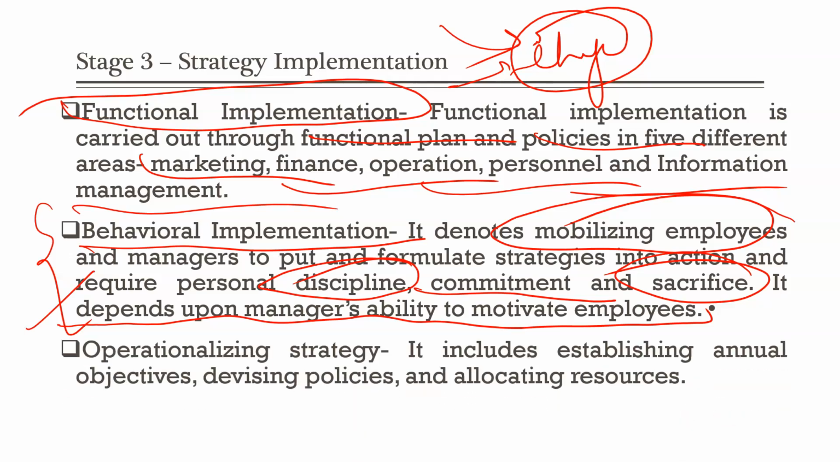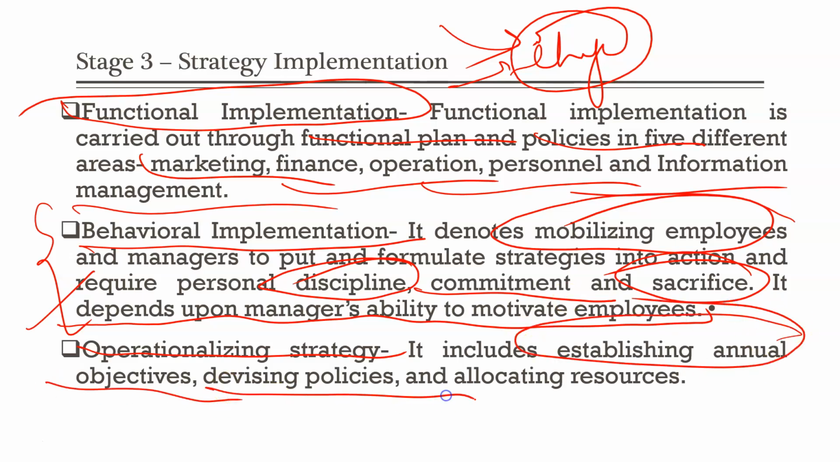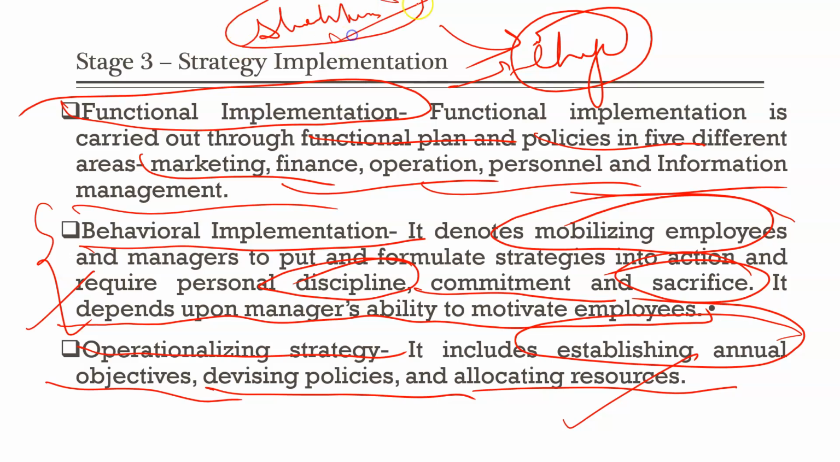The third thing we need to do is operationalization. In this stage, it includes establishing the annual objectives, devising policies, and allocating resources. So in the third stage, we break down the strategy into a financial year, creating annual objectives, devising policies accordingly, and also allocating resources. That is also very important, because if we want to achieve a long-term strategy, we need to create some short-term strategy so that we can tick those boxes and say, okay, these things are implemented and we are going on the right track.